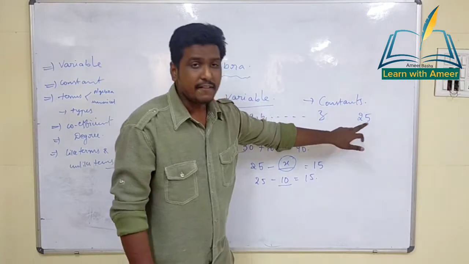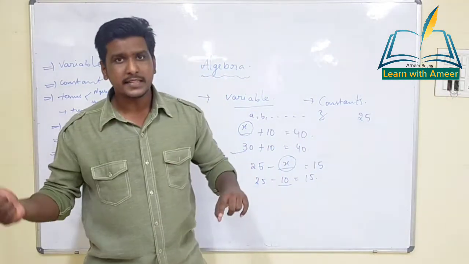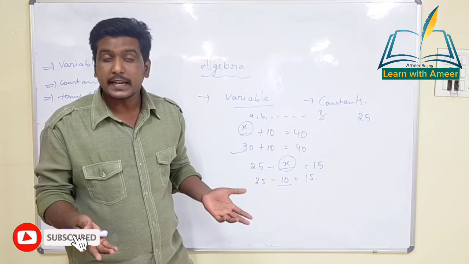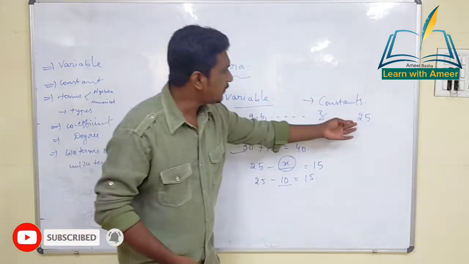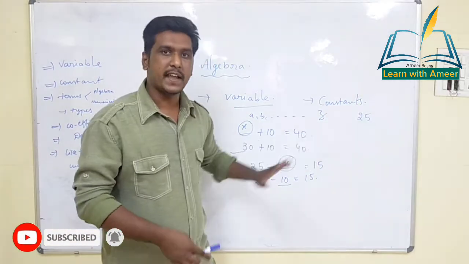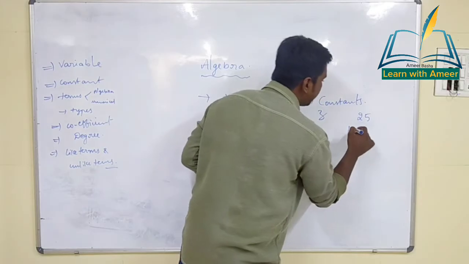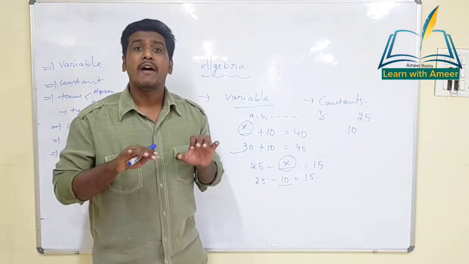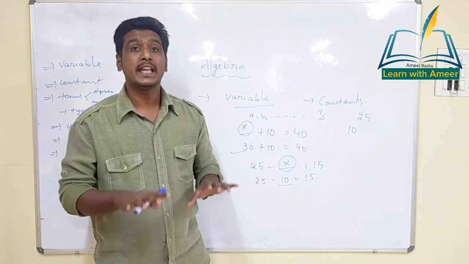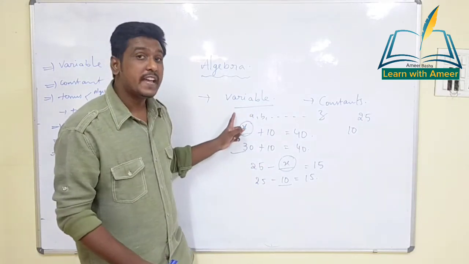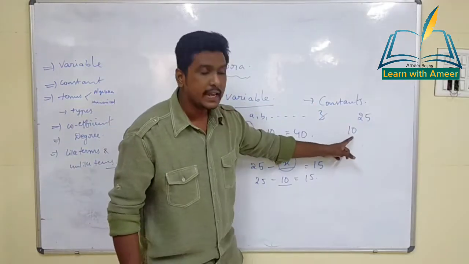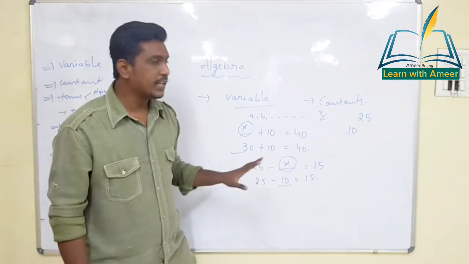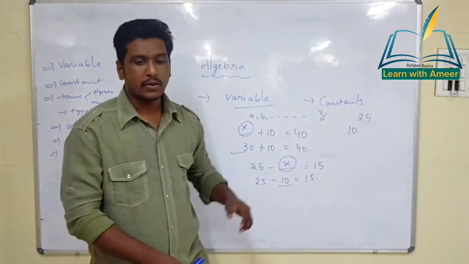Now 25 in one sum and 25 in another sum, is there any difference, children? No. 25 anywhere is 25 itself. In the same way, if we take 10 or 100, all the numbers whose value is fixed, unlike variables, 10 here, 10 anywhere, its value will be the same. Okay, children, this is a constant.